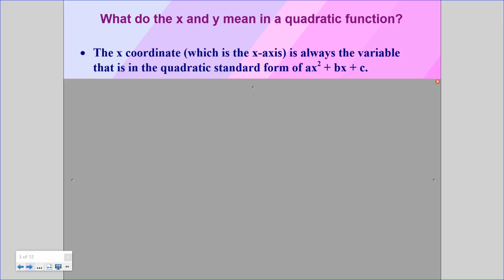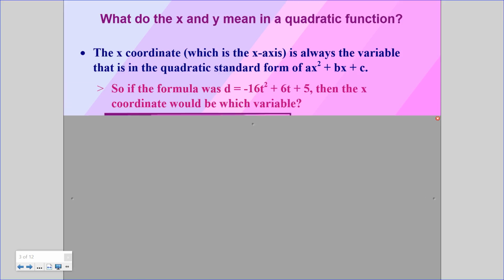So firstly, let's talk about what the x and the y mean in quadratic functions. So the x-coordinate, which is represented on your x-axis, is always going to be the variable that is in the quadratic standard form of ax squared plus bx plus c. What you'll find as we're doing word problems is that they may not use x in these places. They might use t to represent time, or s to represent seconds, or something like that. So if x is not actually used, you can refer to whatever variable is in the place of where x would be in standard form as the x variable.